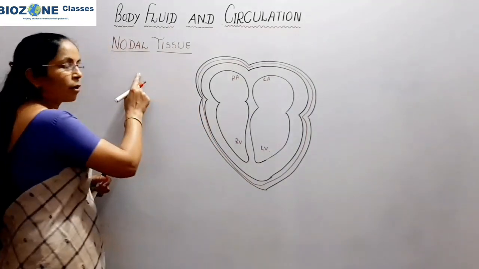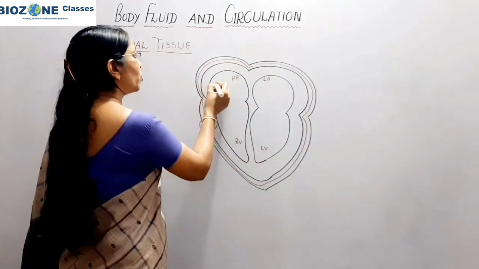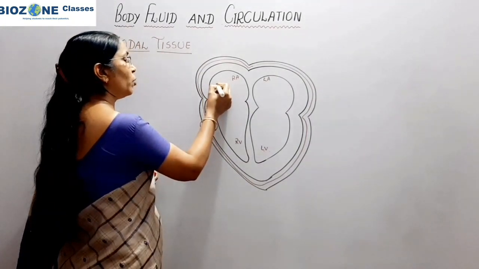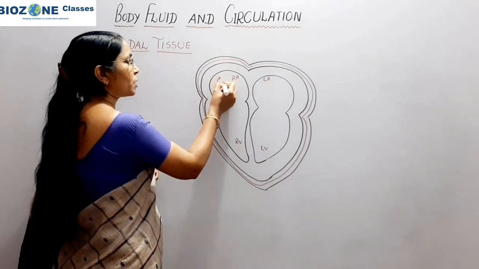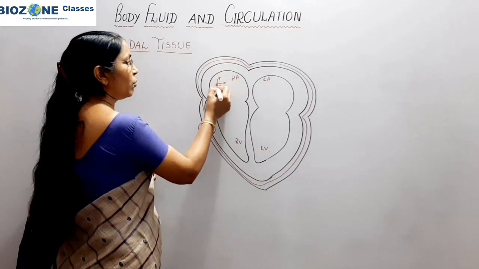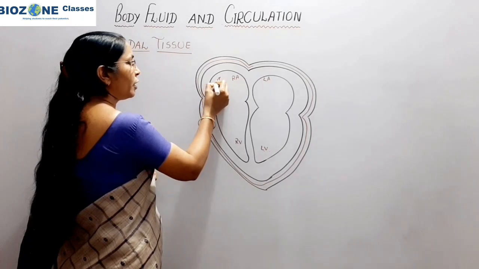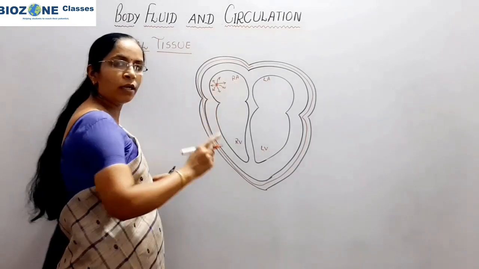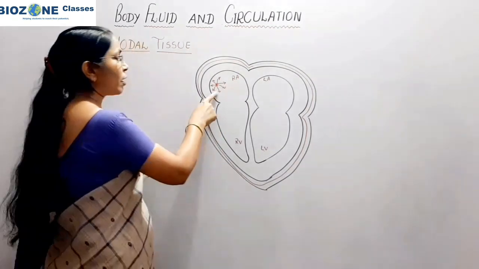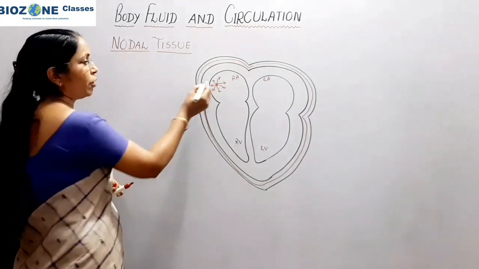Now when we study the nodal tissue, the first nodal tissue we are saying is the sino-auricular node or sinoatrial node. So this sinoatrial node, you remember, is located in the right auricle, the upper right corner of the right auricle, you remember.